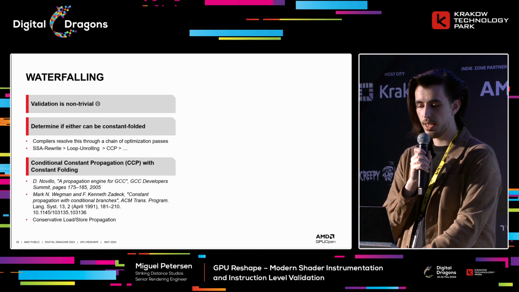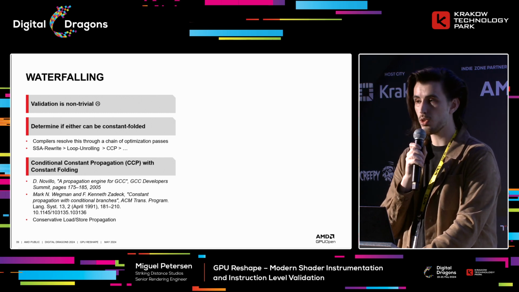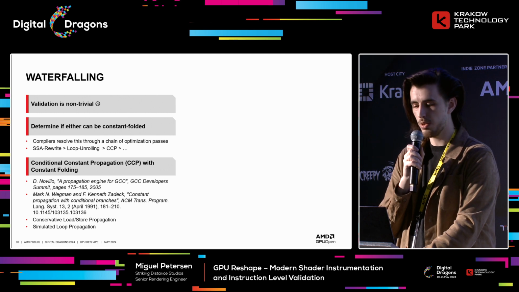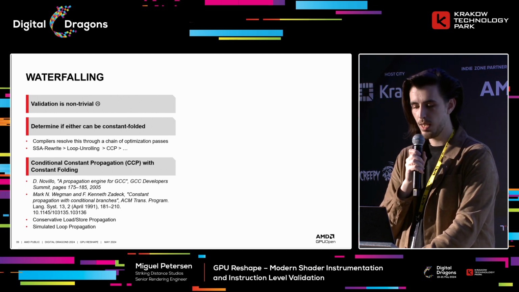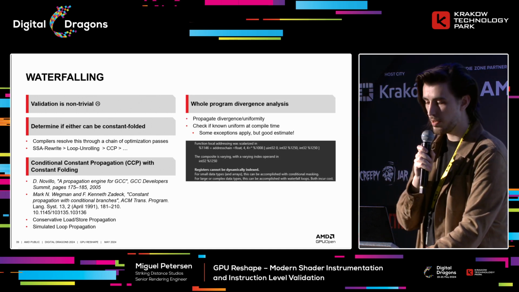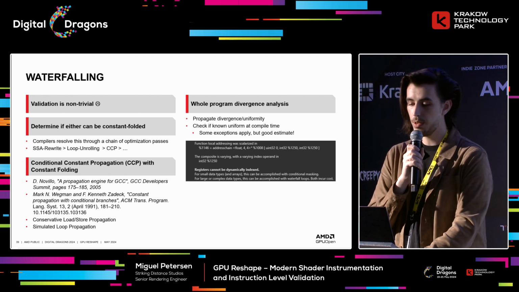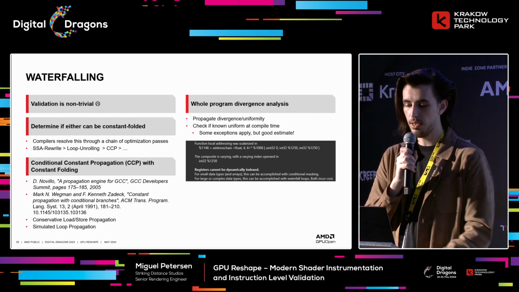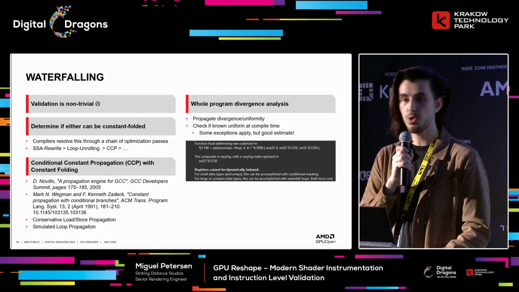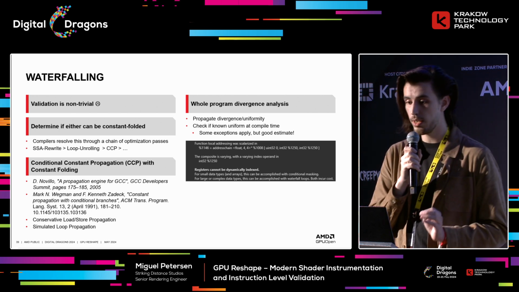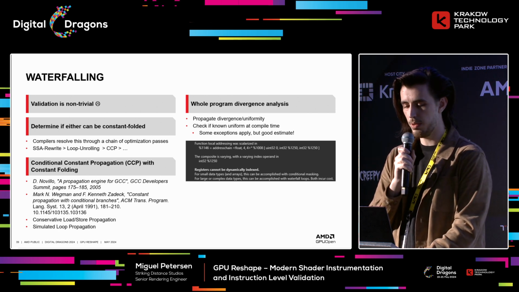On top of this, we extend it to handle local memory operations such as loads and stores, and simulated loop propagation as well. But in this case we actually chose to keep it in one. And from here, the validation checks if either the data or the index may be constant folded, and finally, if the value is divergent across a wave or not, by analyzing divergence throughout your shaders. It's important to note that there are exceptions to this, but it's a really good estimate, and it's already caught a few issues in some samples.